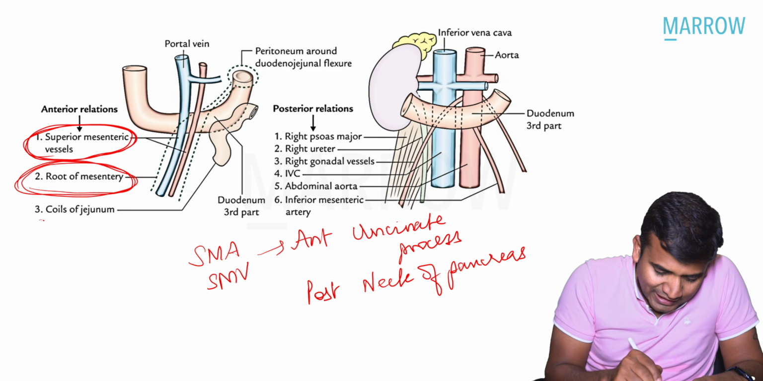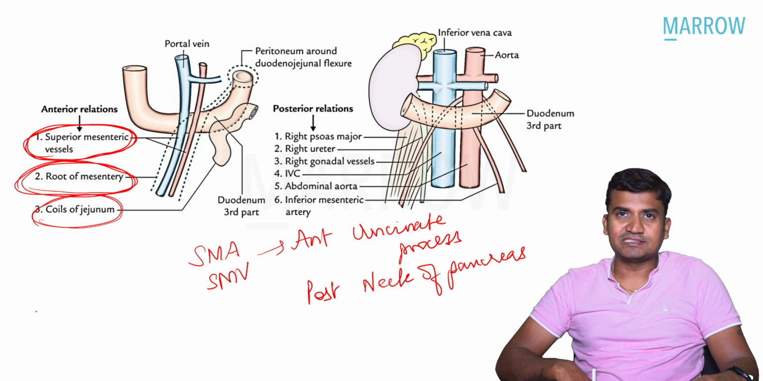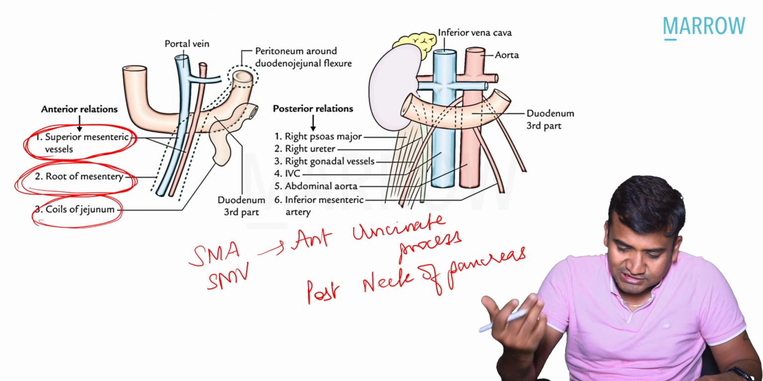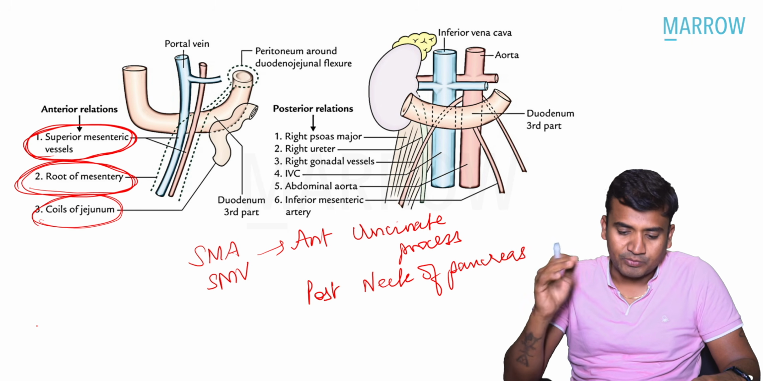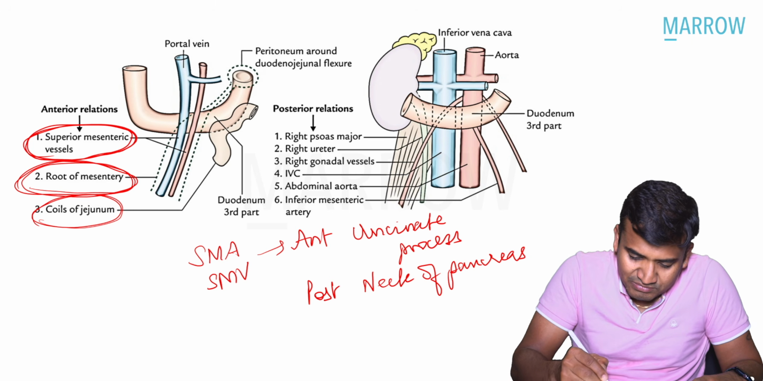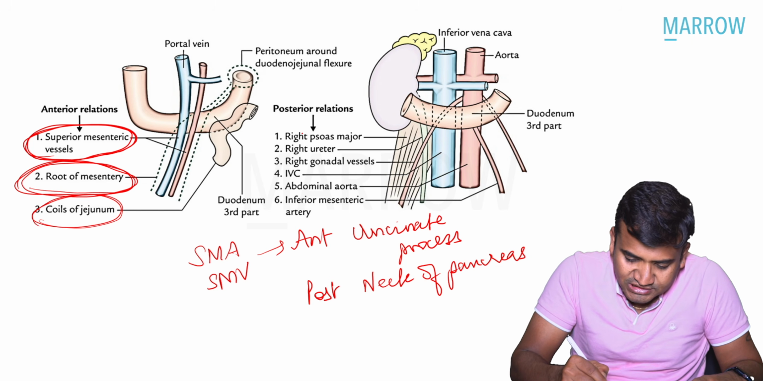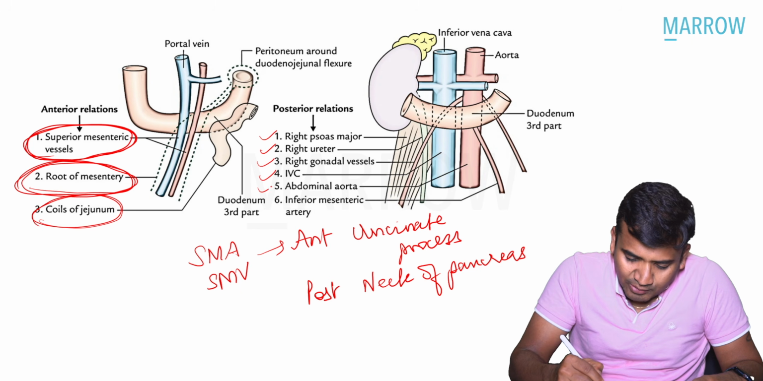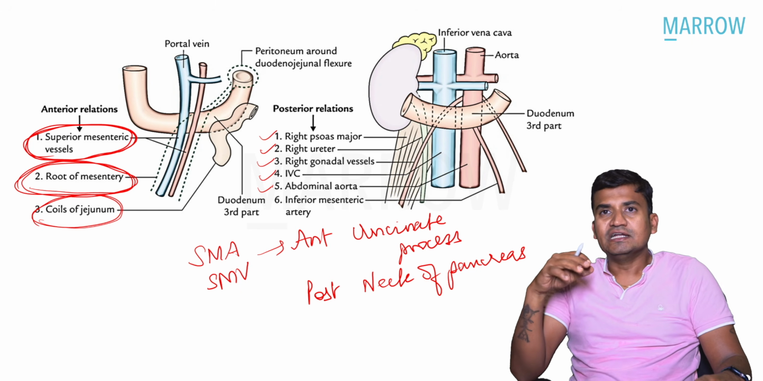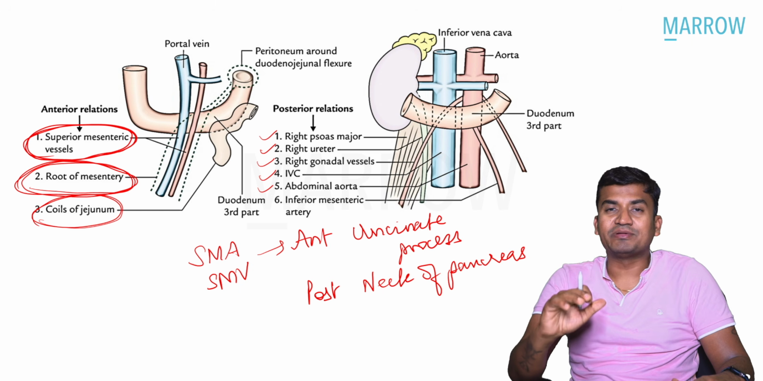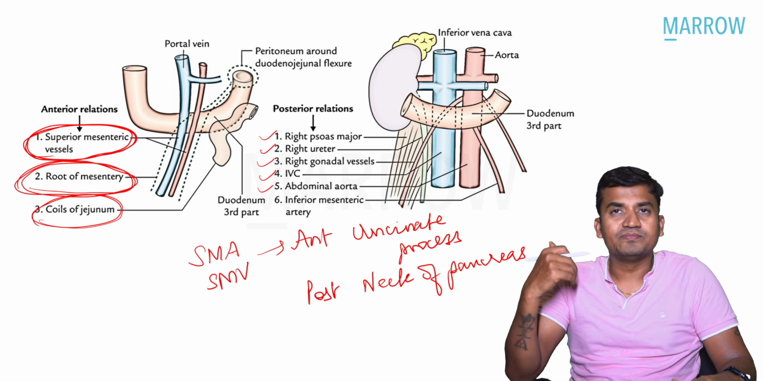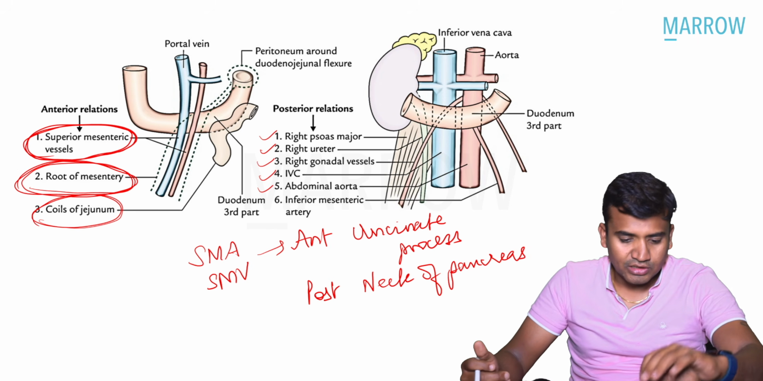We also have some coils of jejunum. These are the structures present anterior to the third part of the duodenum. Now we also have some structures posterior to the third part of the duodenum. Just remember these, the posterior abdominal wall structures: psoas major muscle, right ureter, right gonadal vessels, IVC and abdominal aorta. All these are posterior abdominal wall structures, present behind the duodenum. Right, now see the question.